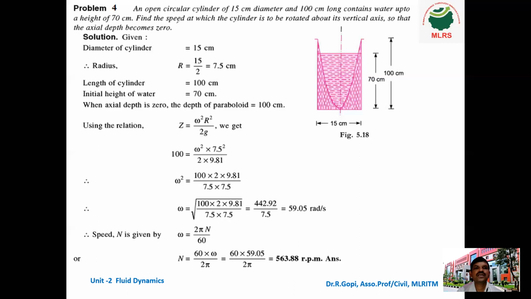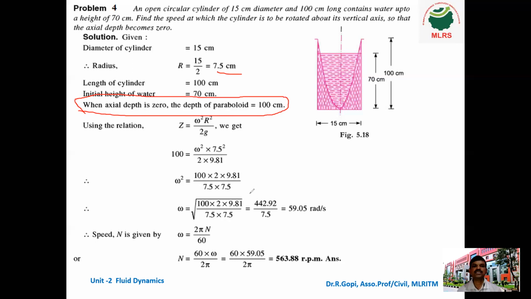Here also they are asking for speed n. So now write: diameter of the cylinder 15 centimeter, radius 15 by 2, 7.5 centimeter. Length of the cylinder means height, 100 centimeter. Initial height of water equal to 70 centimeter. When axial depth is 0, the depth of paraboloid equals 100 centimeter. This one you have to keep in your mind.